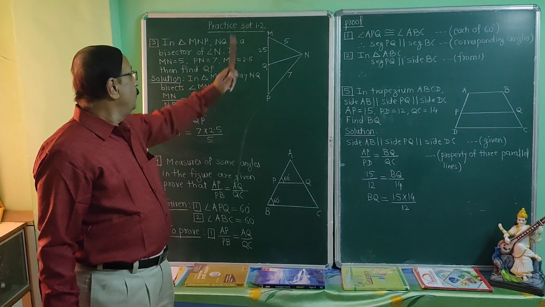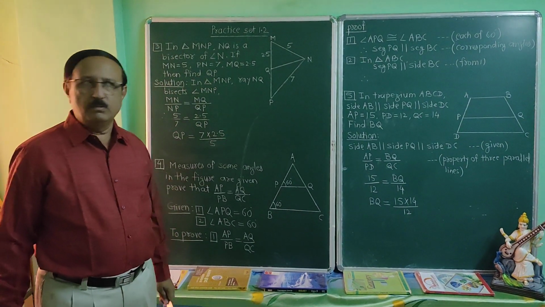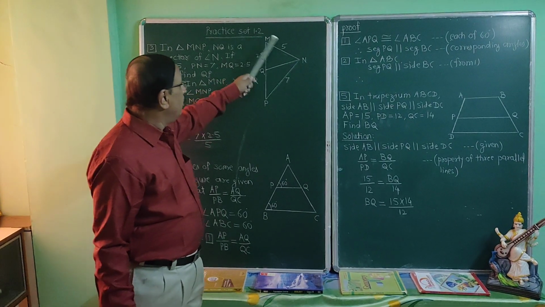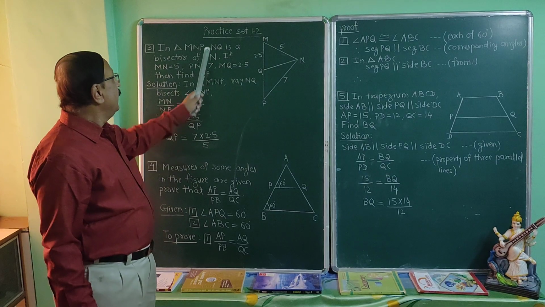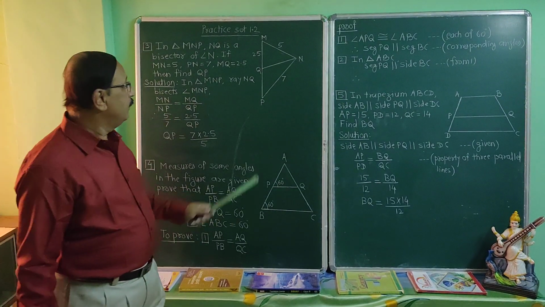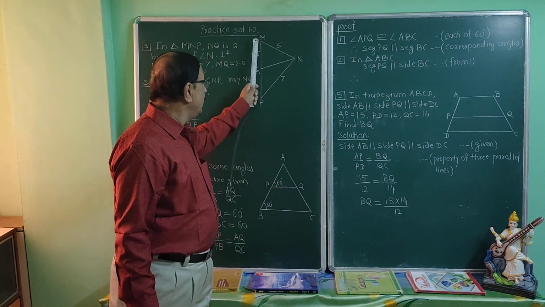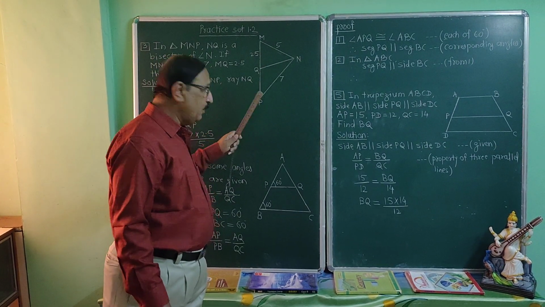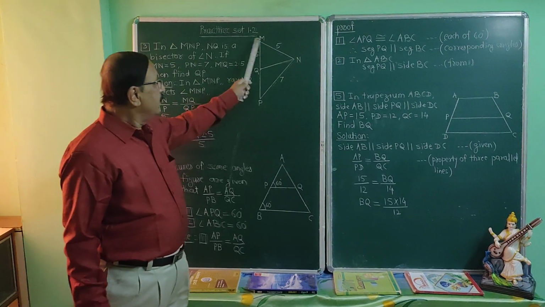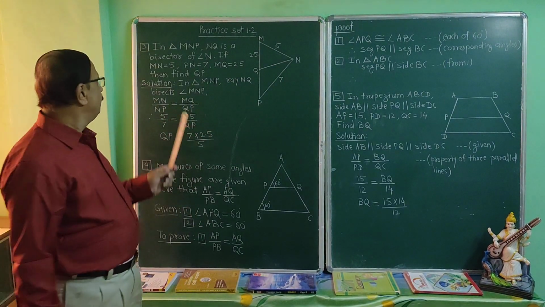Practice set 1.2, question number 3. In triangle MNP, NQ is a bisector of angle N. MN is equal to 5.